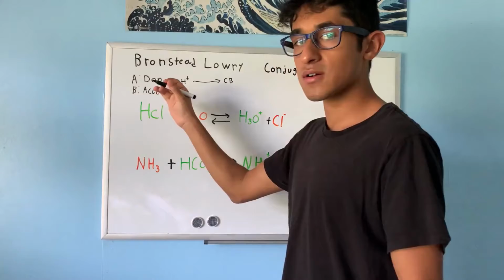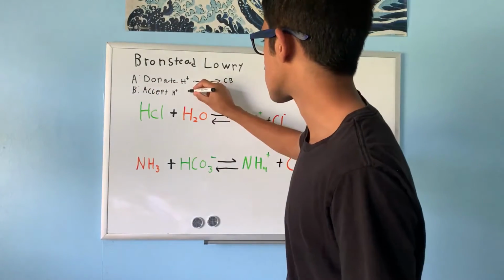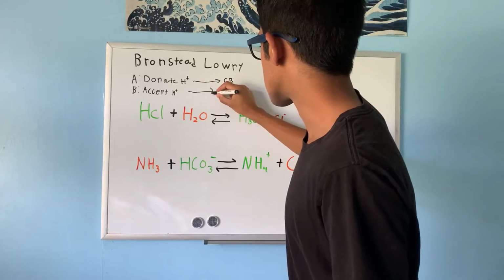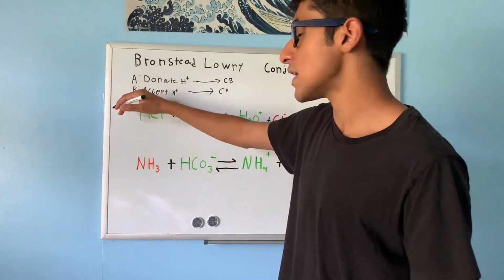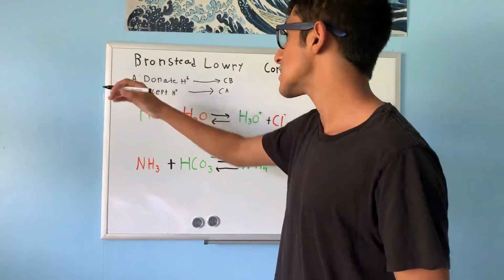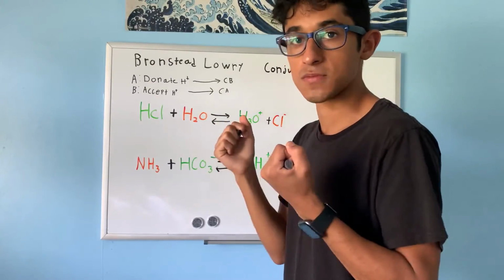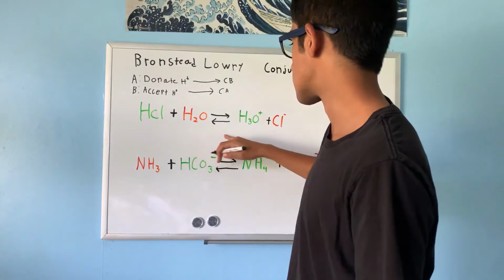And the same thing happens to the base. It receives a hydrogen, and now it wants to get rid of it. So it turns into a conjugate acid. So what was the base now is an acid and wants to get rid of its hydrogen. And what was the acid now becomes a base and wants to accept a hydrogen. This sounds complicated, but we can look at it with a few examples.